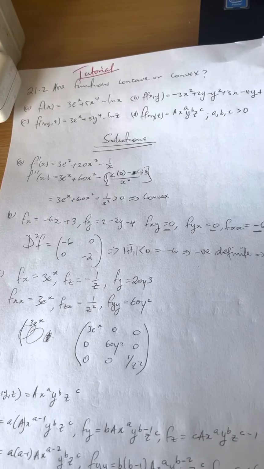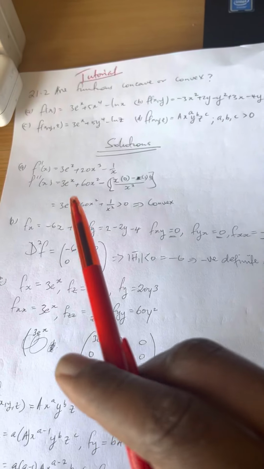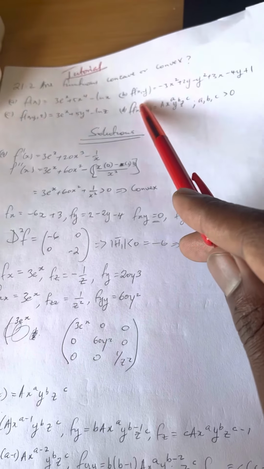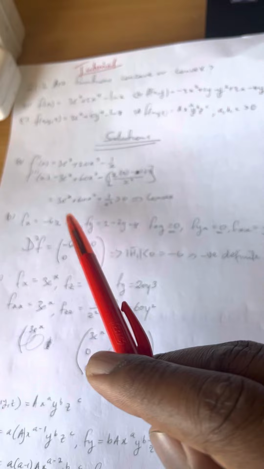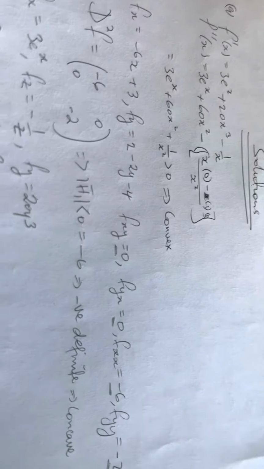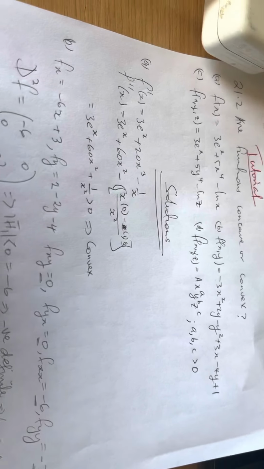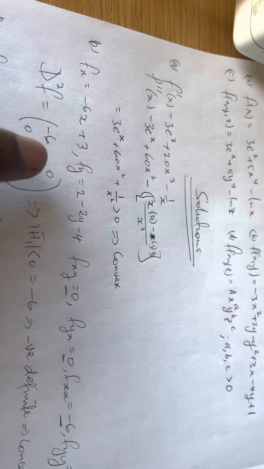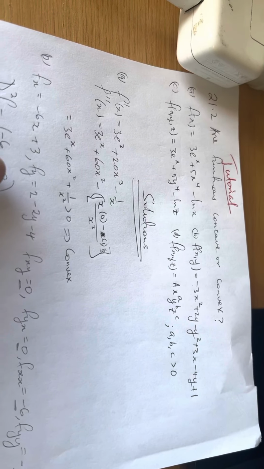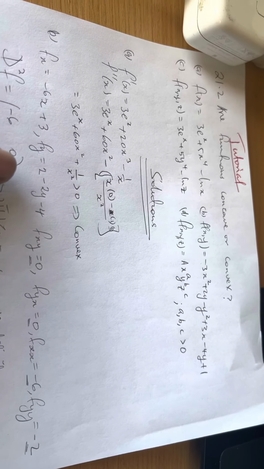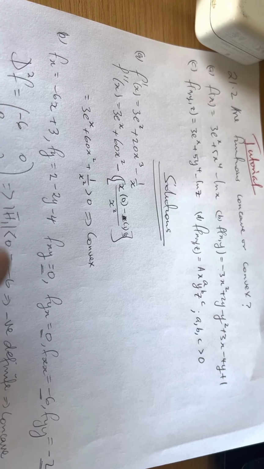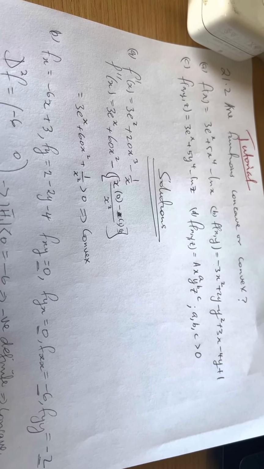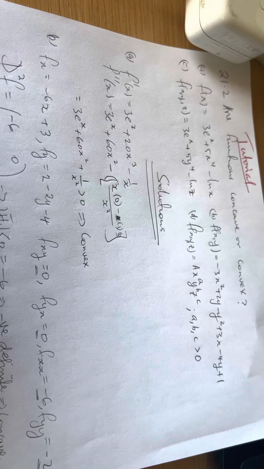The function is convex. Now let's move on to b, whereby in b we had that function. So now we need to take all the partial derivatives with respect to our variables of interest. First of all, you need to get fx, the partial of f with respect to x. That gives you minus 6x plus 3. And then the partial of f with respect to y is just 2 minus 2y plus 4. And then fxy is the same as fyx, which both equal 0.